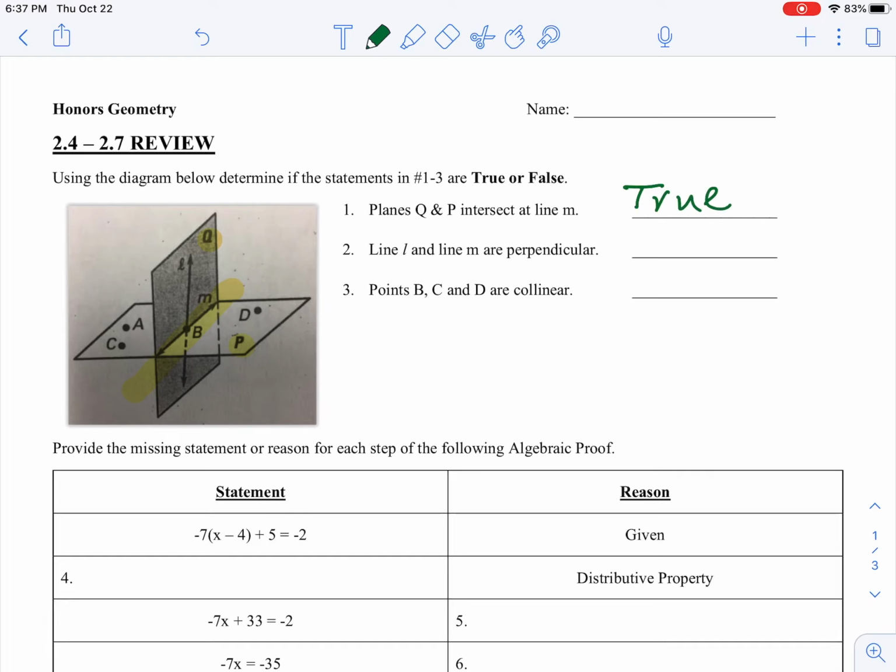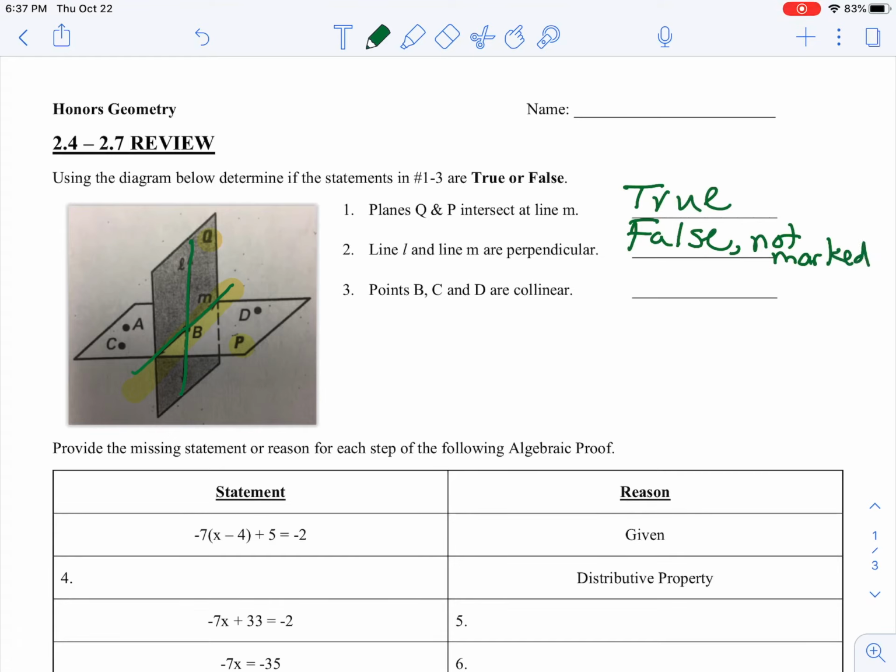It says line L and M are perpendicular. So here's line L and here's line M. And we don't know they're perpendicular. If they were perpendicular, we would have a symbol marking that. So that we cannot assume is true. So we will say false because it's not marked.